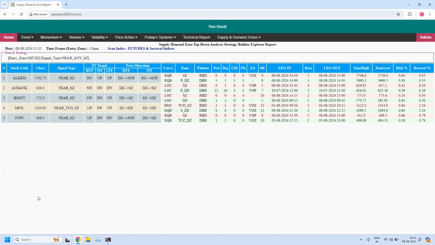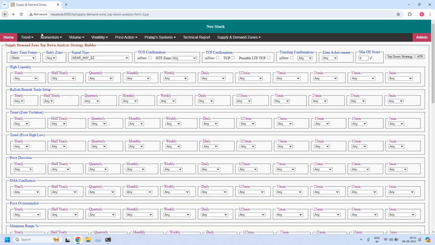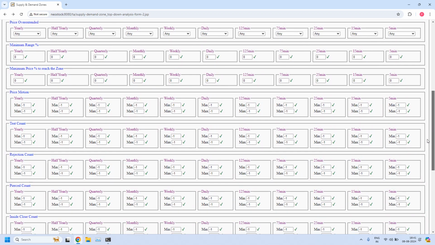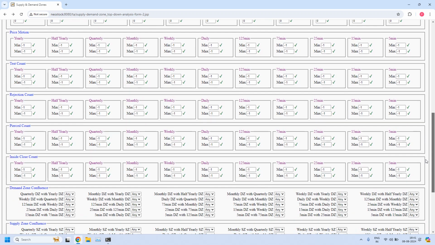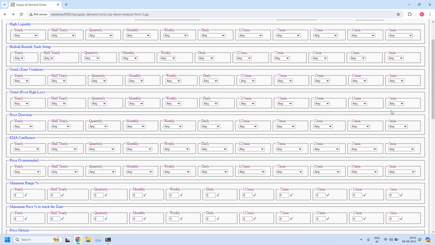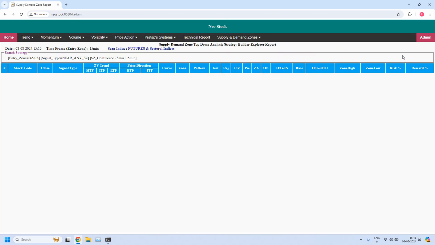Let us check how many of these zones are having confluence with ITF time frame, that is 75 minutes confluence. 15 minutes supply zone with 75 minutes supply zone confluence. So here we have 15 minutes supply zone with 75 minutes supply zone. I am enabling the option. So none of those zones are having confluence.